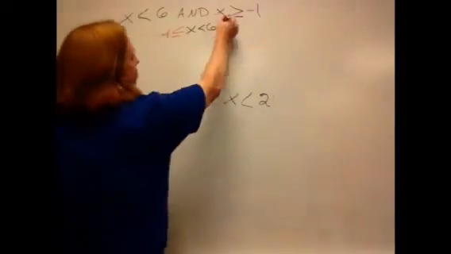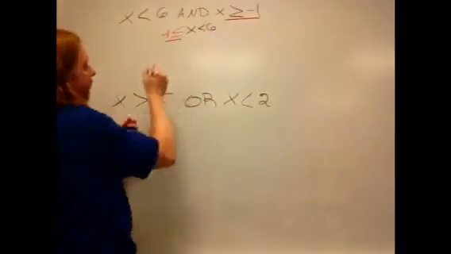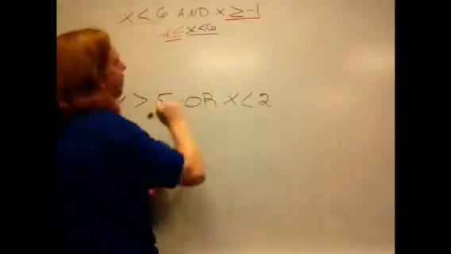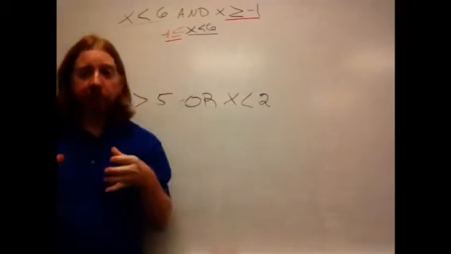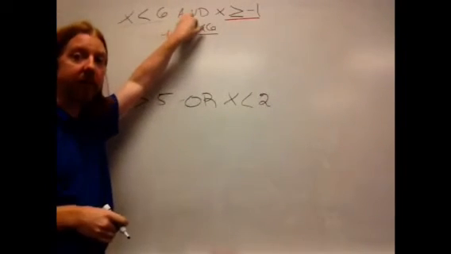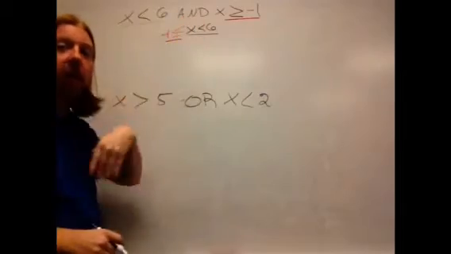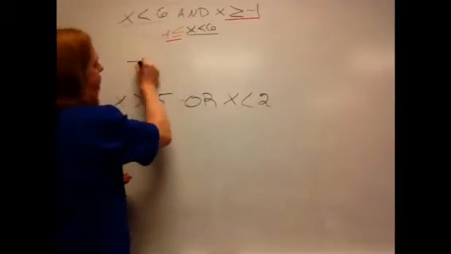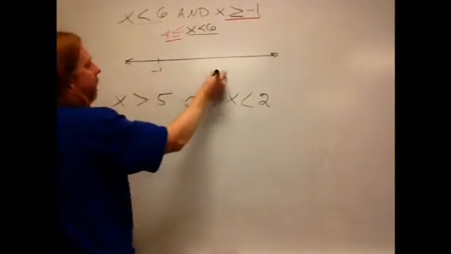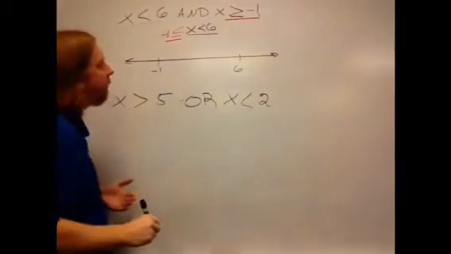So I'm taking this part over here, and then I've got this part right here. So those two statements are the same. This statement can be broken up into a statement using the word and. So now when I go to graph it, here's my number line, here's -1, here's 6.